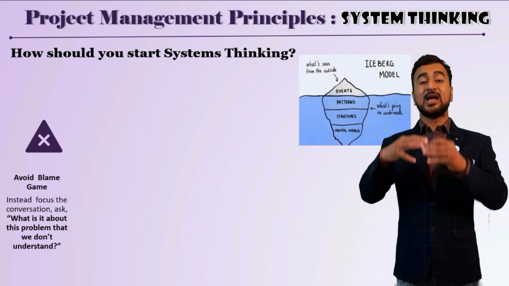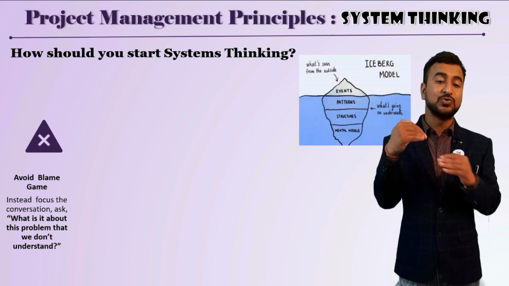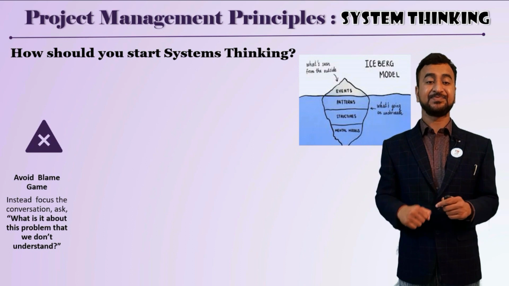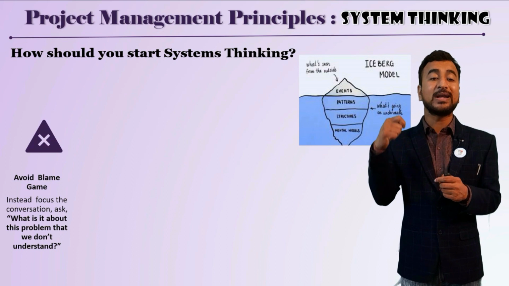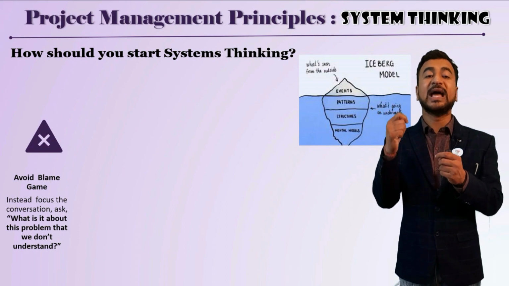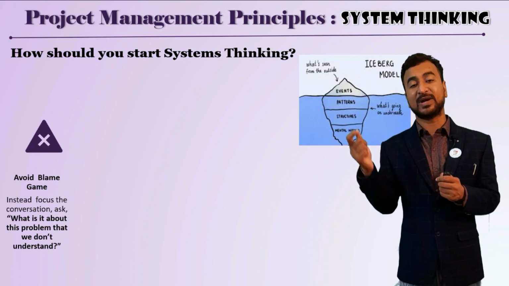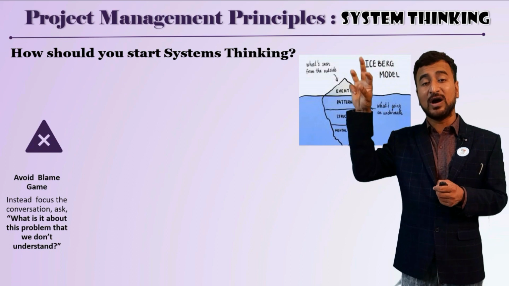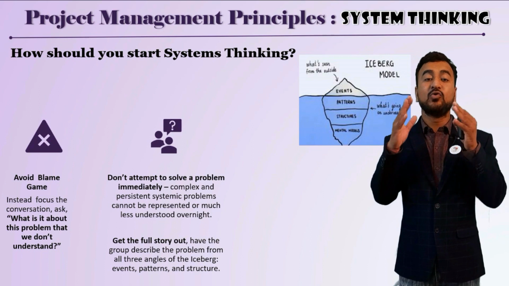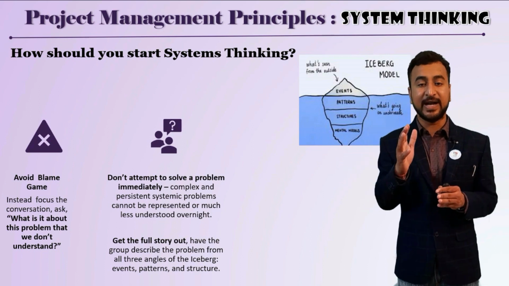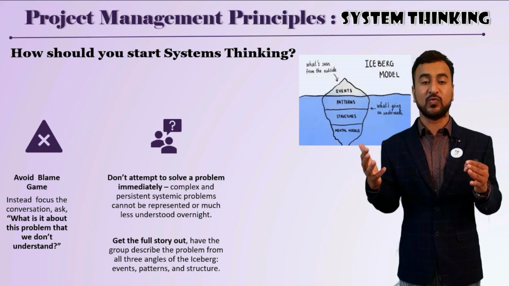So let me explain how to use systems thinking. First, don't play the blame game, please avoid it. Instead of asking who made this mistake, ask what it is about this problem that we don't understand. We need to first understand what is going on with this particular iceberg. You understand the tip, but try to understand what you don't understand. Don't attempt to solve the problem immediately. You cannot understand a problem overnight.